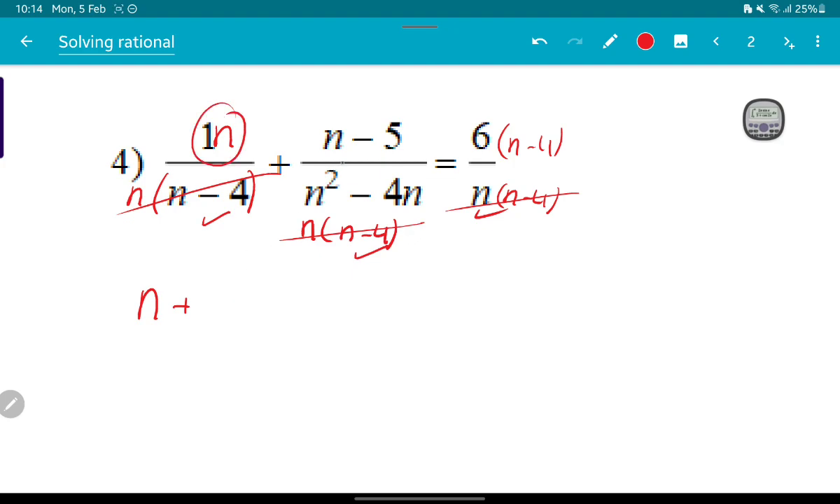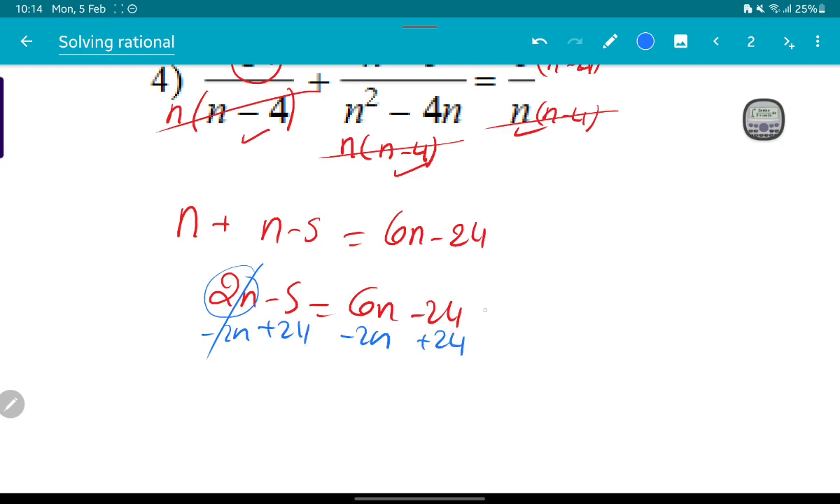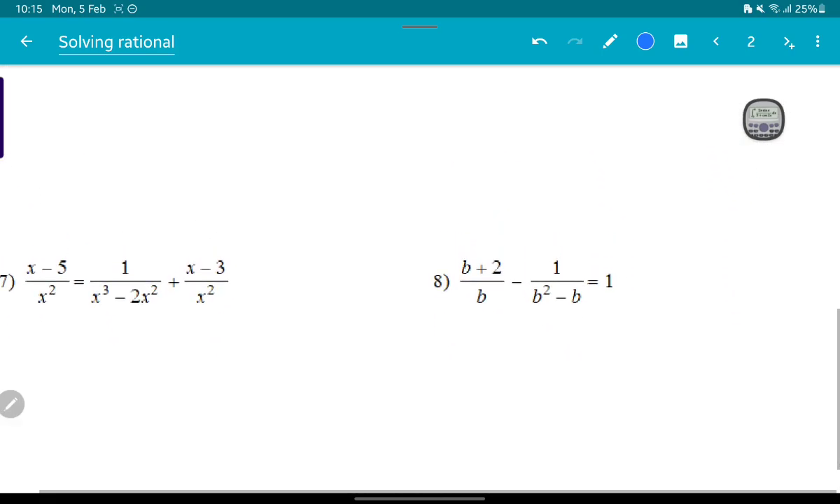n plus n minus 5 equals 6n minus 24. This is 2n minus 5, 6n minus 24. Minus 2n, minus 2n plus 24, plus 24. Here 4n, and here we have 19. So n will be 19 over 4.